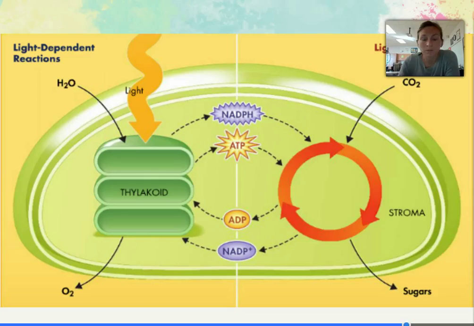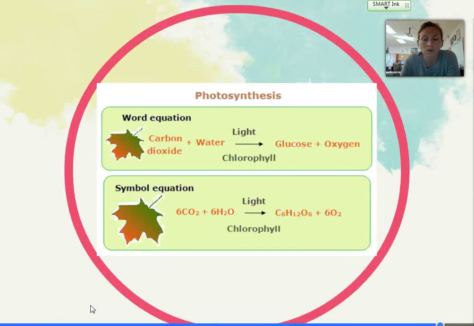So both of these processes work together in order to accomplish two different products that are achieved through this whole process. So if we look at this overall, photosynthesis, I have the word equation, and I also have the symbol equation. You're going to need to be familiar with both.